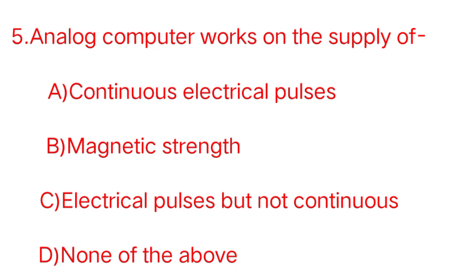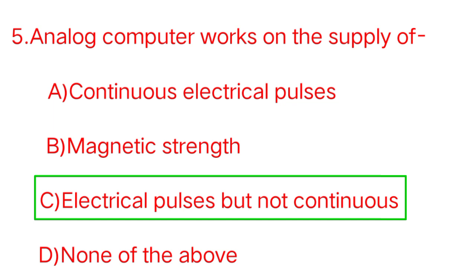5. Analog computer works on the supply of A. Continuous electrical pulses, B. Magnetic strength, C. Electrical pulses but not continuous, D. None of the above. Right answer is C. Electrical pulses but not continuous.